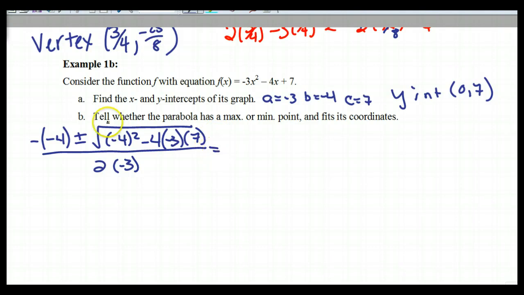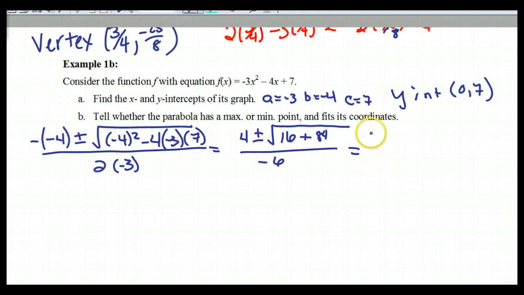And then a negative of a -4 is a +4. -4 times -4 is 16. Yep, 12 times 7 is 84. And notice that there are 2 negatives here, so it's going to be a positive 84 over -6. 100. Isn't that nice? Every once in a while it comes out nice for us, not all the time. So this will be 4 plus or minus 10 over -6.